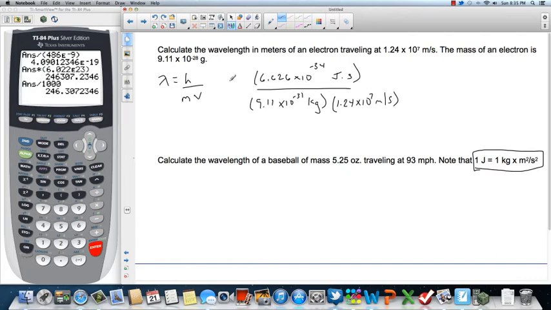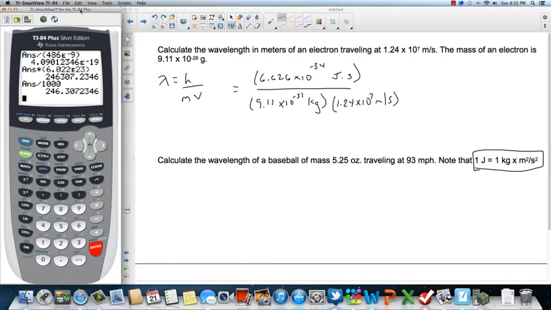Okay, so now it's just a matter of substituting in and solving. So what we're left with is 6.626 times 10 to the negative 34th, and we're going to divide that by, open parentheses, 9.11 times 10 to the negative 31st, close parentheses, times, open parentheses, 1.24 times 10 to the 7th meters per second.